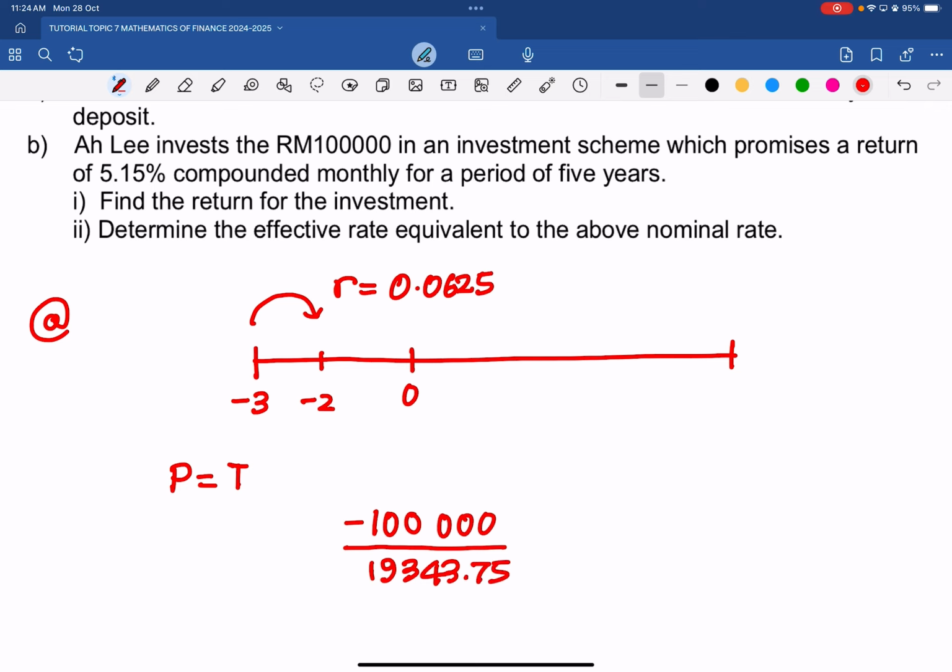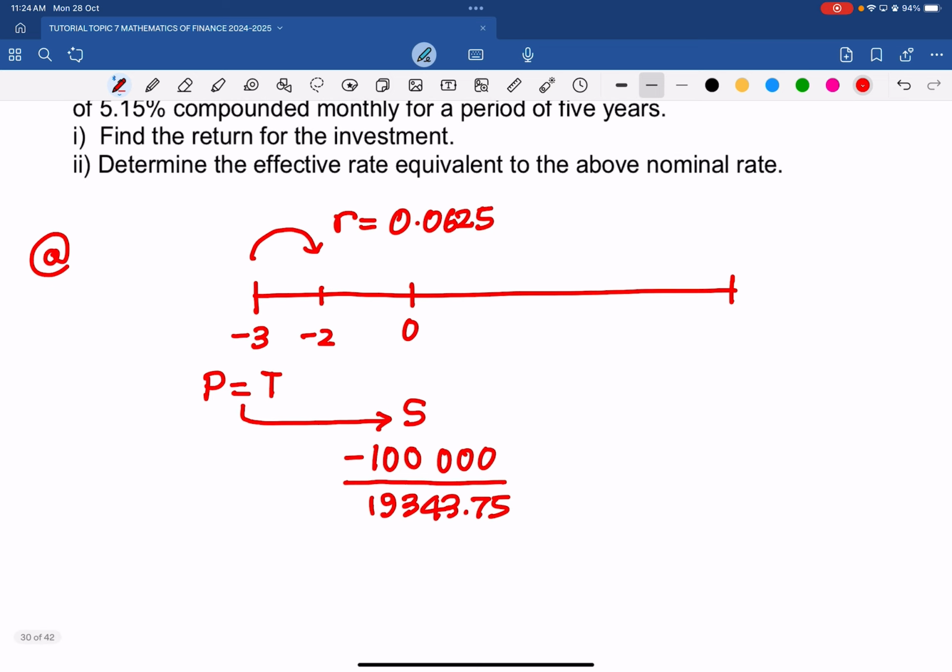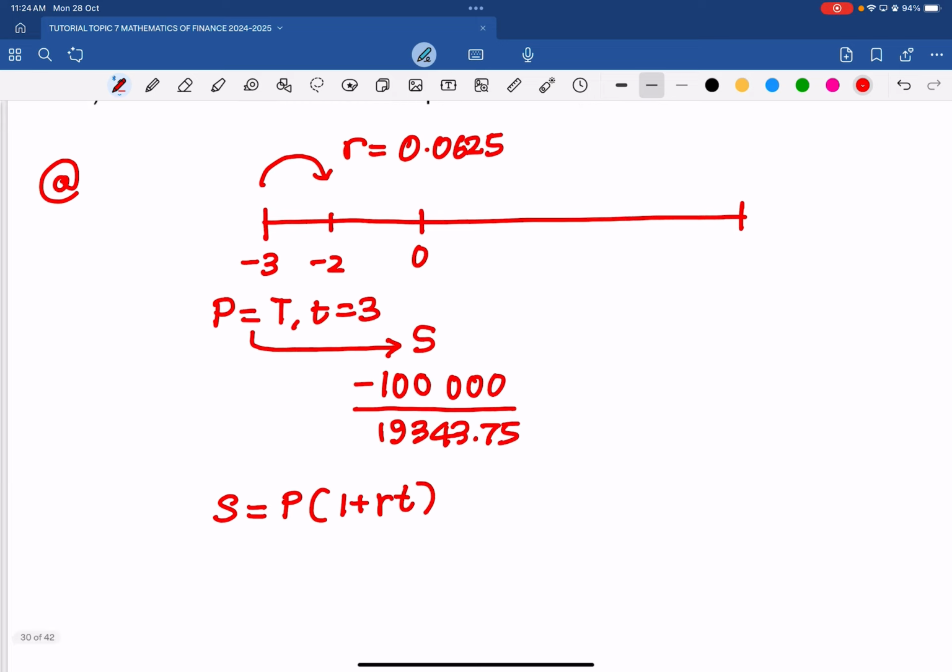So what happened to the amount of T for the 3 years? If we bring it from 3 years ago to today, we get a total. The simple amount. For how many years? 3 years from today. T equals 3. So we have to find the simple amount. The formula will be S equals P(1 plus RT). Now we have to find S.